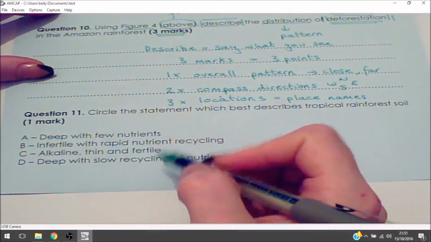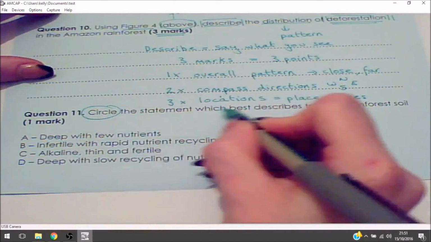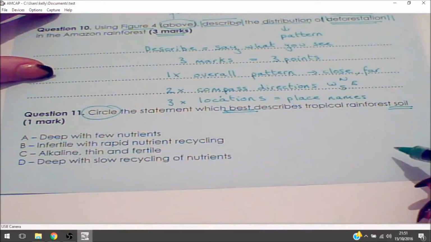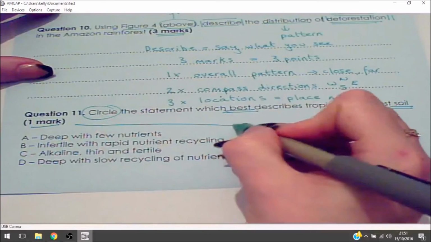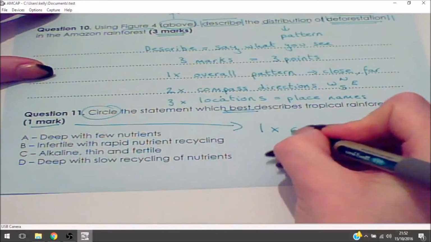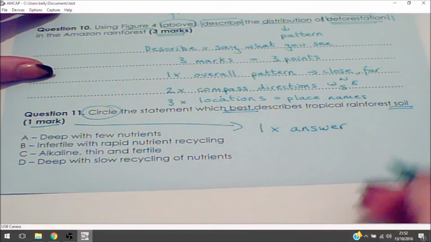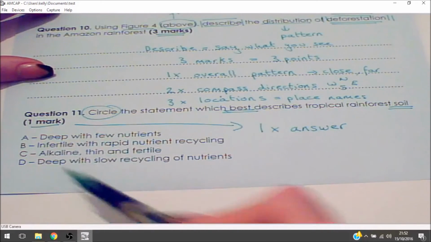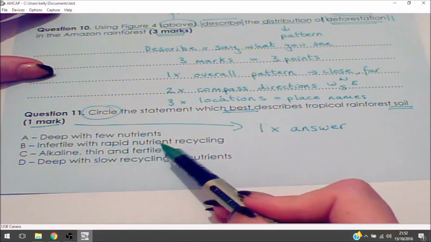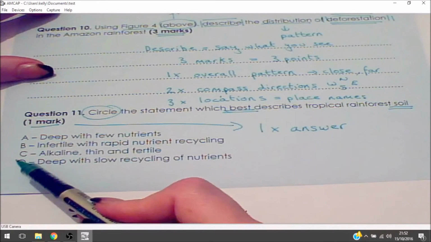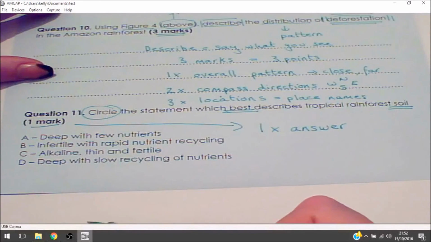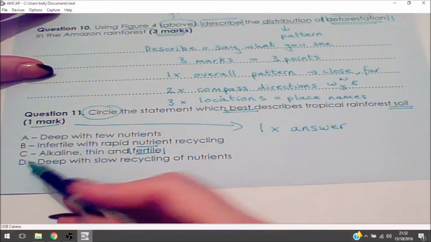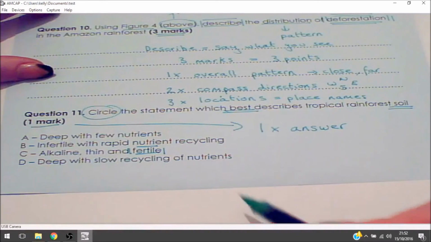Now question 11 is asking us to circle the statement which best describes tropical rainforest soil. Again, 1 mark. 1 mark means 1 answer. So let's have a look. Is it A, deep with few nutrients? Is it B, infertile with rapid nutrient recycling? Is it C, alkaline, thin and fertile? Think about what fertile means. Or is it D, deep with slow recycling of nutrients?